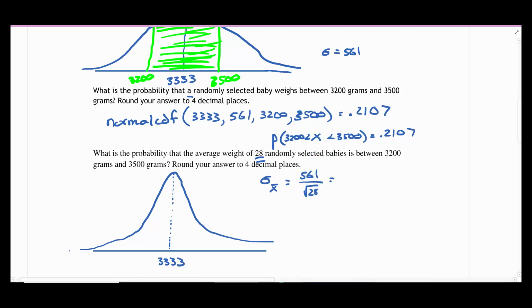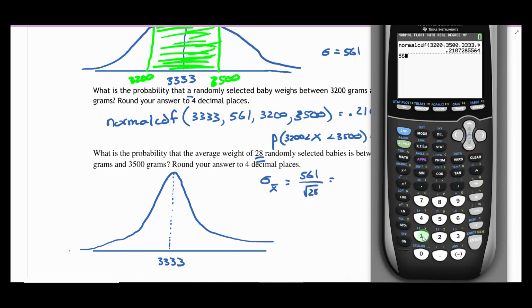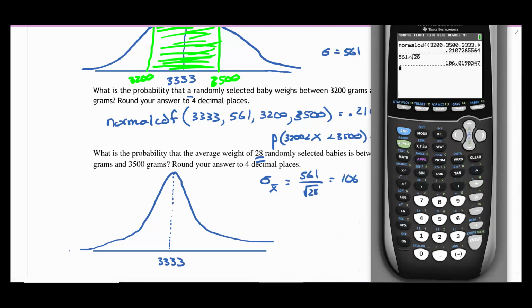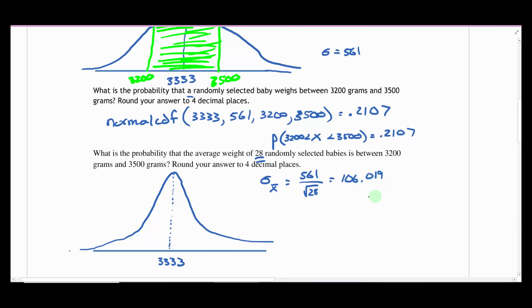So if I do this calculation, we get 561 divided by the square root of 28. And there it is. We get a new standard deviation of 106.019, and we'll take that to 4 decimal places. You notice that it got a lot smaller, which is what we expected because we have a skinnier normal curve, so there should be a smaller standard deviation, and that means that the data is not as spread out as it was before, going from the population to the sampling distribution.